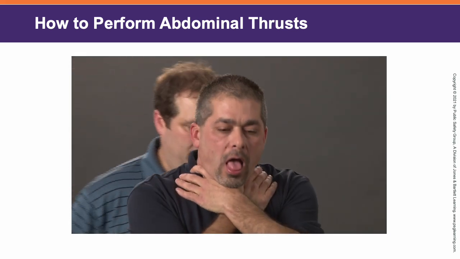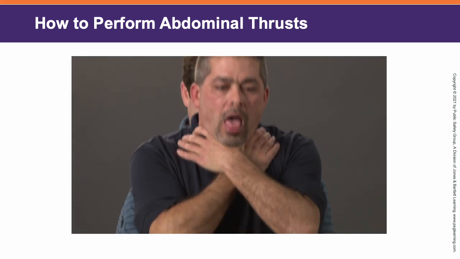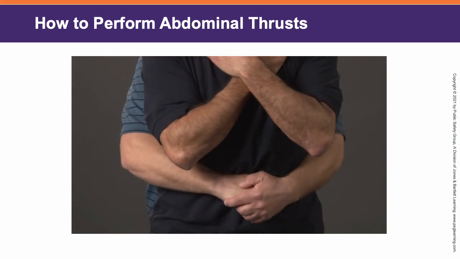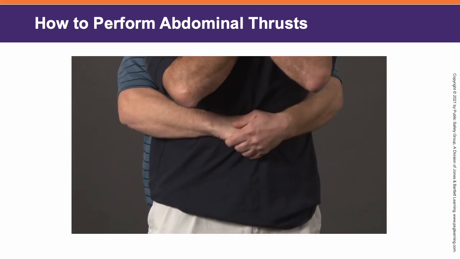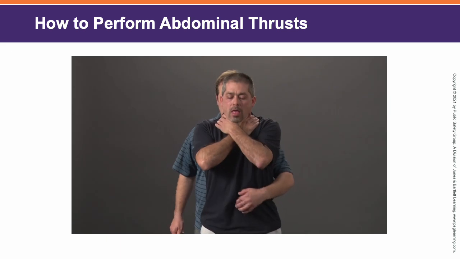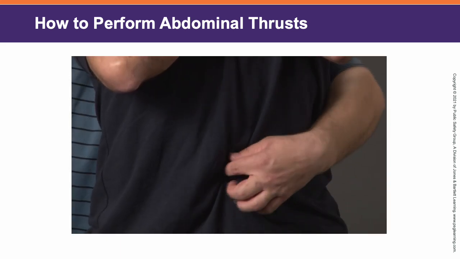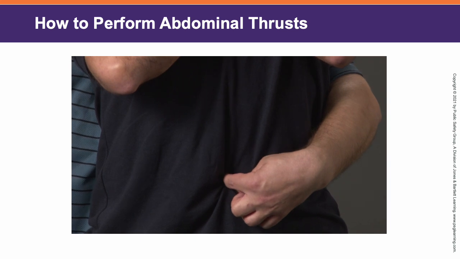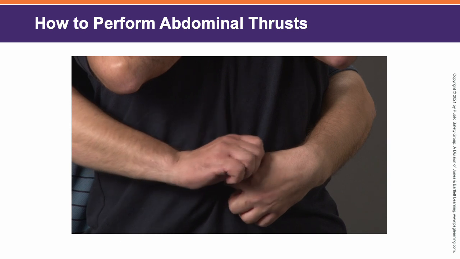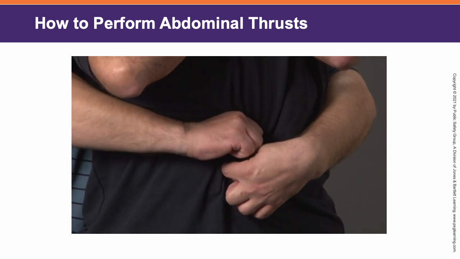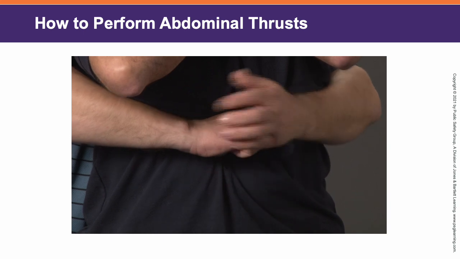Give abdominal thrusts. Standing behind an adult or standing or kneeling behind a child, wrap your arms around the person's waist. Locate the person's navel with a finger. Usually right-handed people will use the left hand. Make a fist with the other hand. Right-handed people will usually use the right hand. And place the thumb side just above the person's navel and below the tip of the breastbone. Grasp the fist with your other hand.